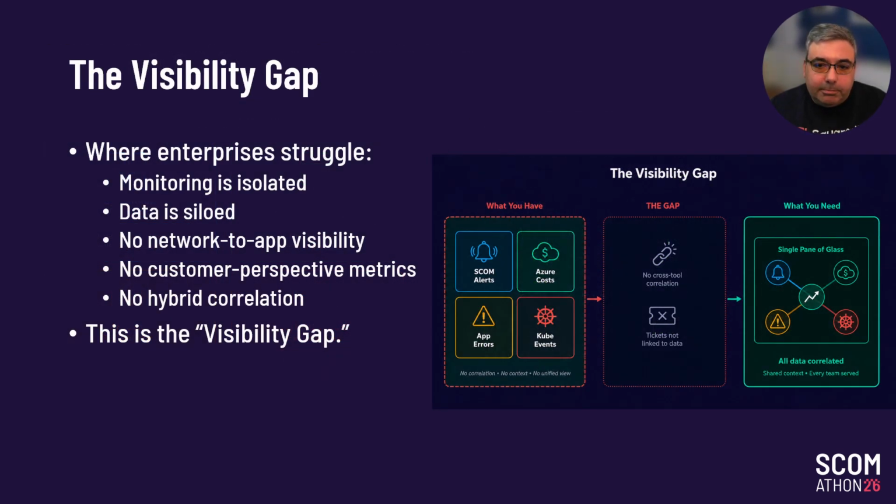But let's be clear, most teams don't have a monitoring problem. They have a visibility problem. This is where enterprises get stuck. Monitoring is isolated, data is siloed, there's no network to app visibility, no customer perspective metrics, no hybrid correlations, teams that like to fight. This gap between what we collect and what we understand is what we call the visibility gap.